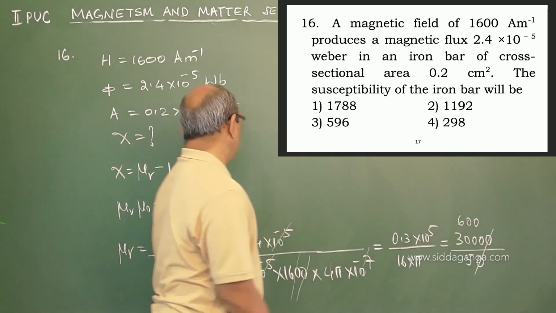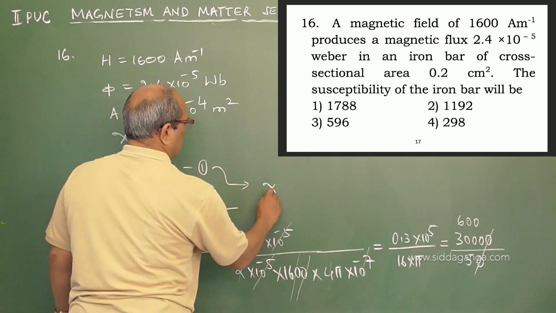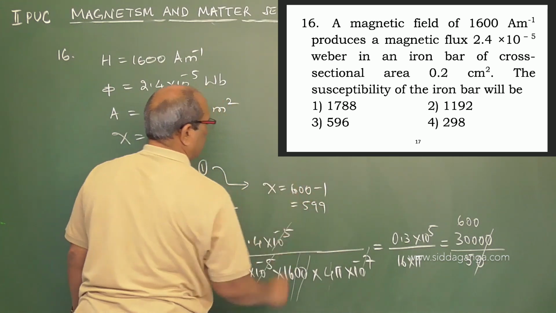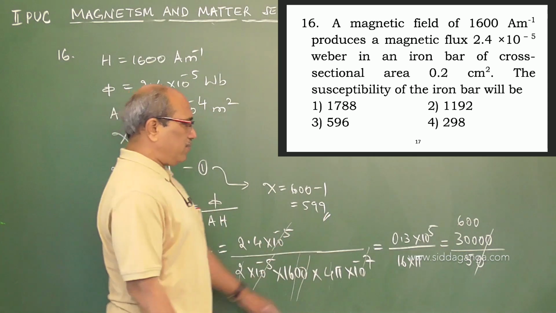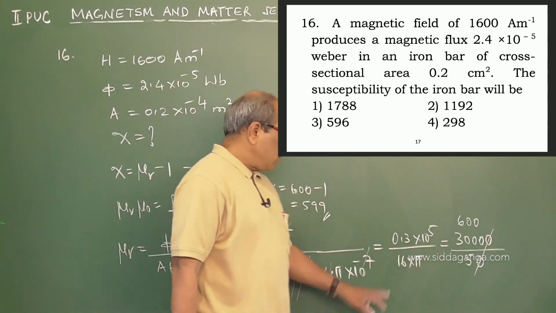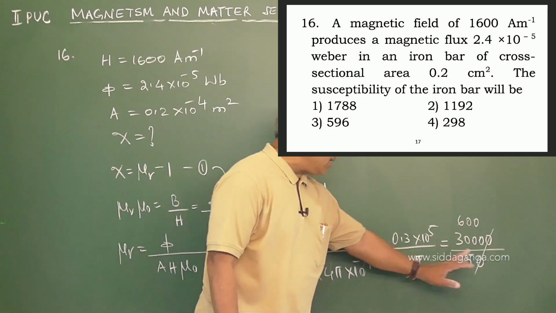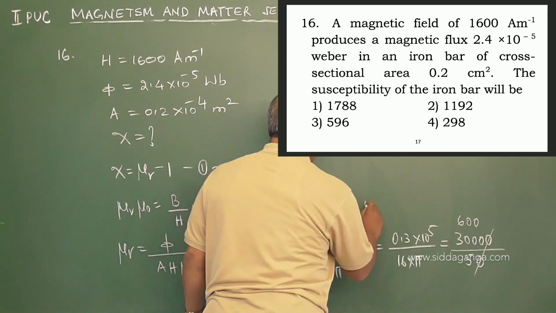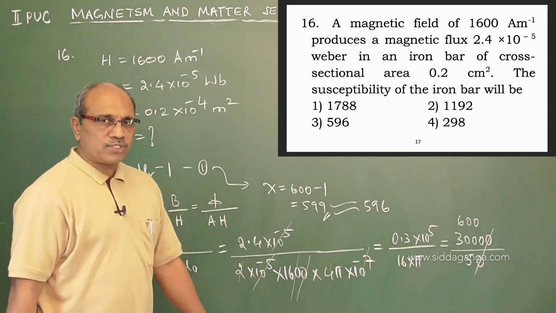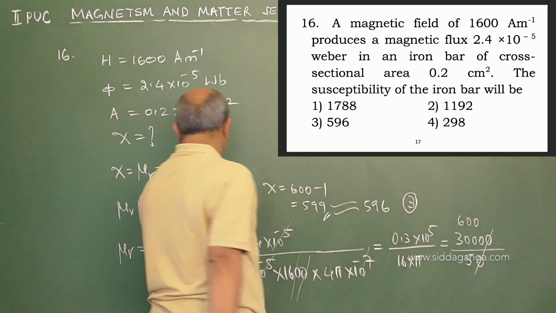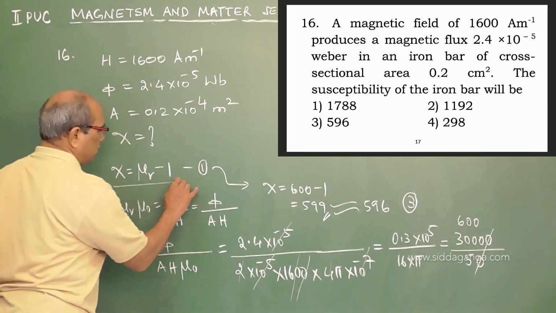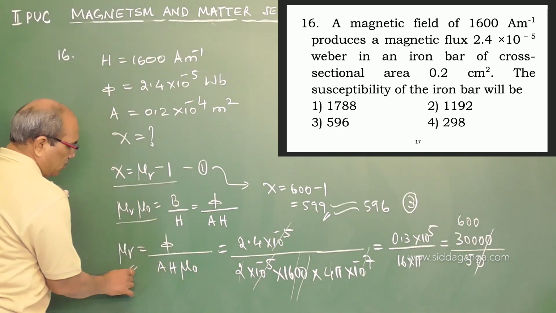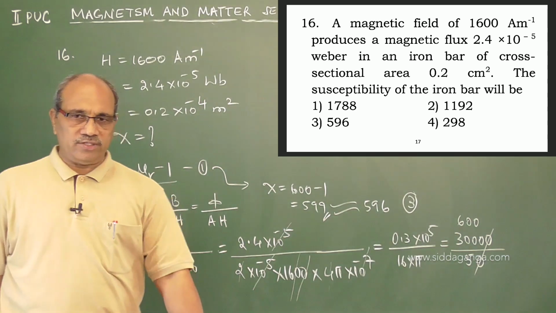If I take 50, the value is nearly 600. In this equation, xi equal to 600 minus 1 is 599. It is the maximum I am expecting. I made an error here: 16 pi is less than 50, but I made it 50, so the true value is a little bit smaller. The best value we are getting is 596. Option number 3. The relation here: from that we got flux by AH. Find mu r, and substitute in that to get the final answer.